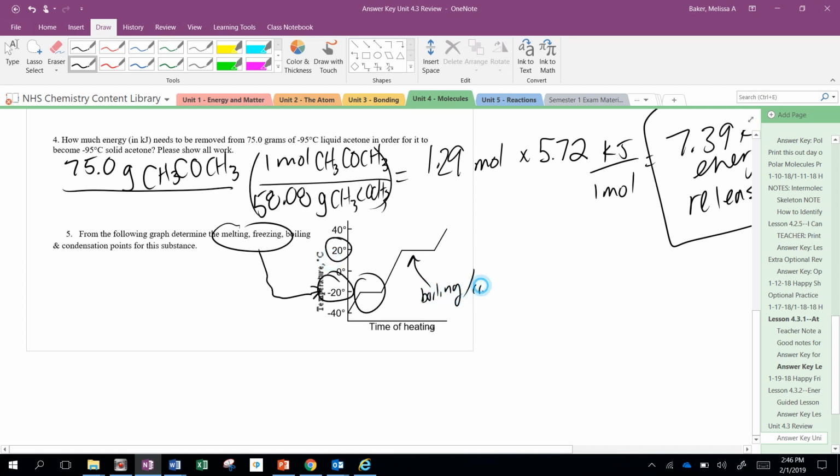And remember, boiling and condensation are also the same, because they're just opposite directions, going from a liquid to a gas, or from a gas back to a liquid.